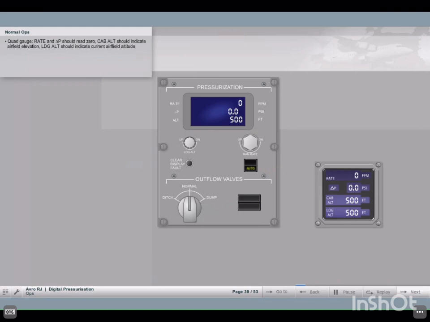On the quad gauge, rate and differential pressurization should indicate 0. Cabin altitude should indicate airfield elevation. The landing altitude will indicate current airfield altitude. Landing altitude may now be set to the destination airfield elevation or 8,000 feet, whichever is less.